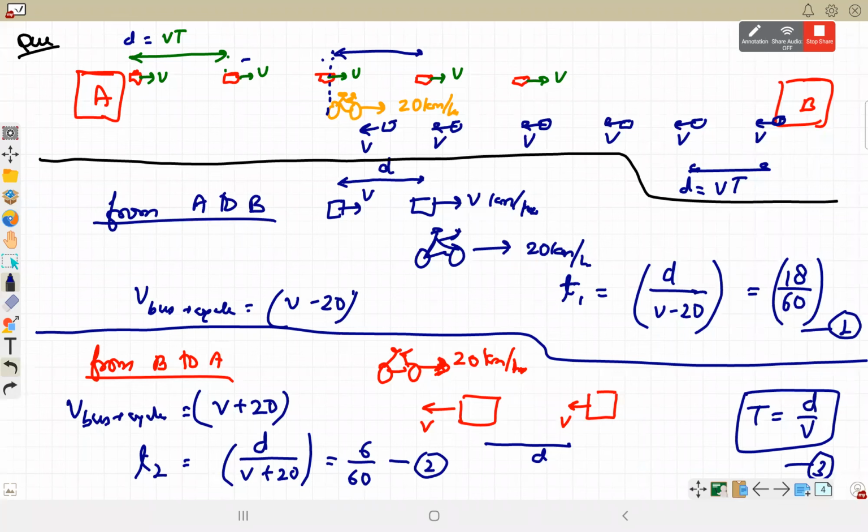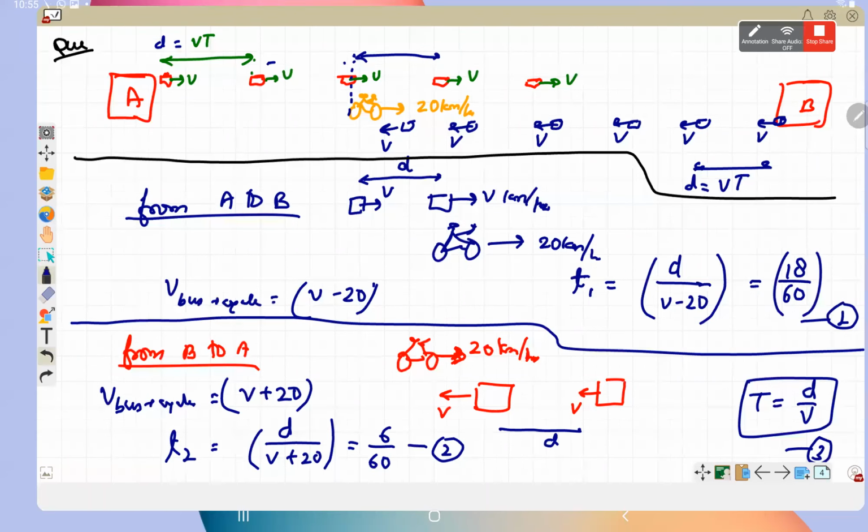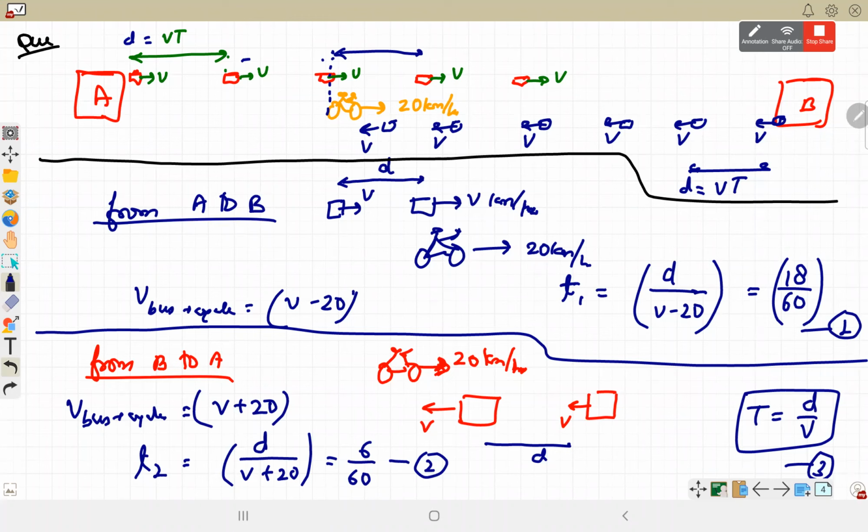Let's do this also the way we did the boat problems. V minus 20, so this becomes... So I'm getting V as 40. Yes, sir. V is 40 and D is 6. Yes, sir.